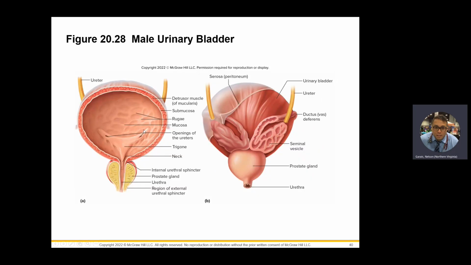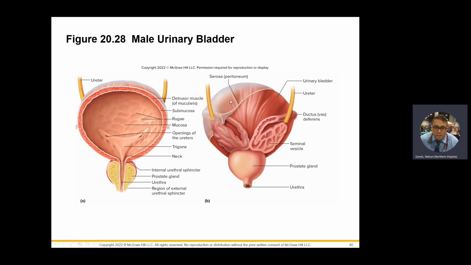Oh, look here. This thing also has rugae. Because why? It's transitional. Well, stomach isn't transitional, but stomach can be what? Small? Really, really big. Well, same thing with your urinary bladder. Really small, really, really big.